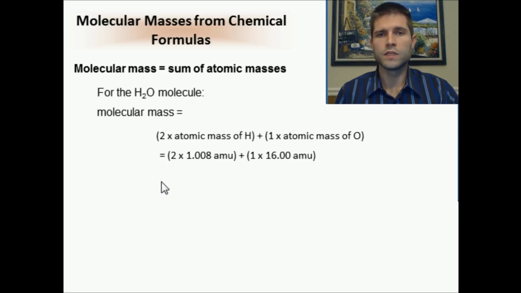Now, depending on which periodic table you're looking at, your numbers might be slightly different. What that means is our significant figures at the end might be different when we add up our molecular masses, and that's okay. This ends up being 18.02 AMUs total for the water molecule.